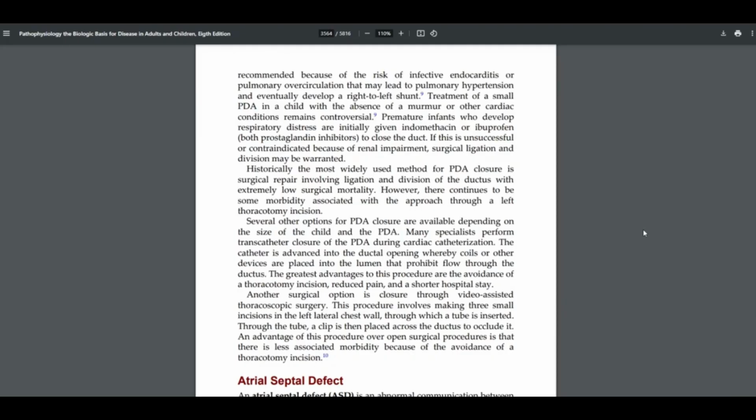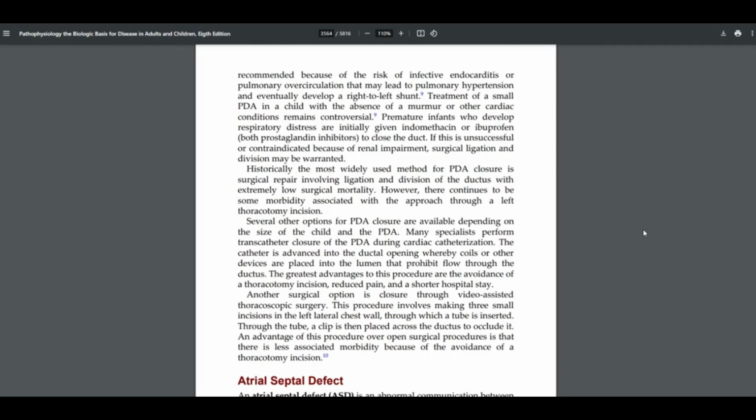Treatment of a small PDA in a child with an absence of a murmur or other cardiac conditions remains controversial. Premature infants who develop respiratory distress are initially given indomethacin or ibuprofen, both prostaglandin inhibitors, to close the duct. If this is unsuccessful or contraindicated because of renal impairment, surgical ligation and division may be warranted.